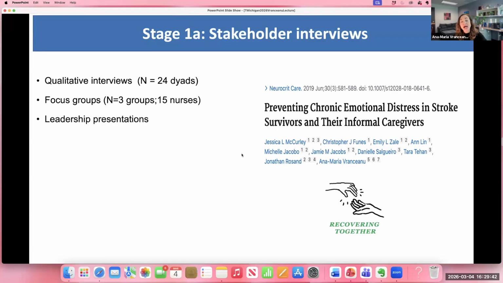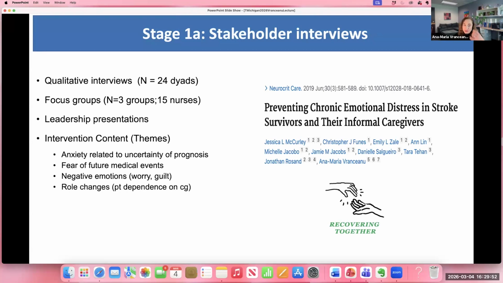Okay. So, qualitative interviews, focus groups with nurses, and we took this information and talked to leadership to get their thoughts as well. These were the common themes that we used to finalize our intervention. There was a lot of anxiety related to uncertainty of the prognosis, a lot of fear of future medical events, and a lot of negative emotions, particularly for caregivers, but also for the patients. A lot of worry, a lot of guilt. And there were a lot of challenges with role changes.